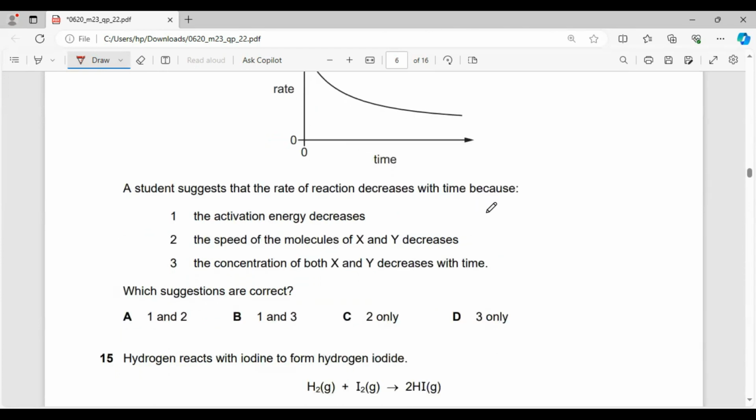In this case, the concentration of both X and Y decreases with time is the correct option, as when the reaction proceeds further, the reactants combine and form the product. So when the product is formed, slowly the concentration of reactant decreases as it is converted into product, because of which only option D is correct, which is concentration of both X and Y decreases with time.